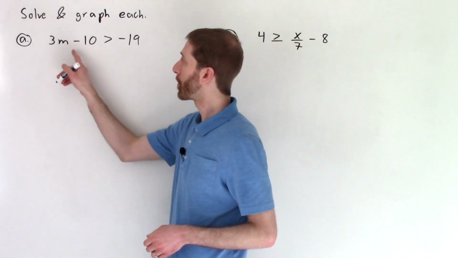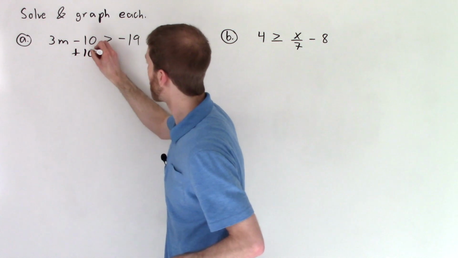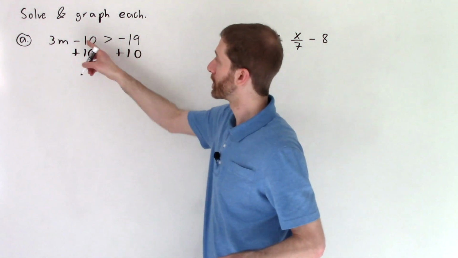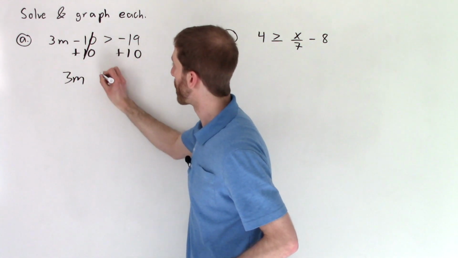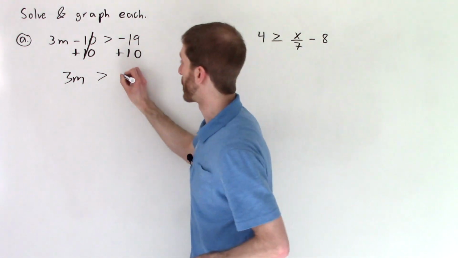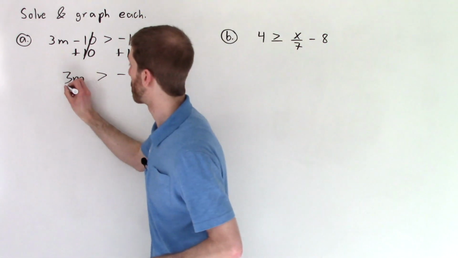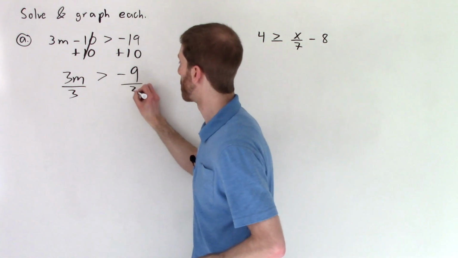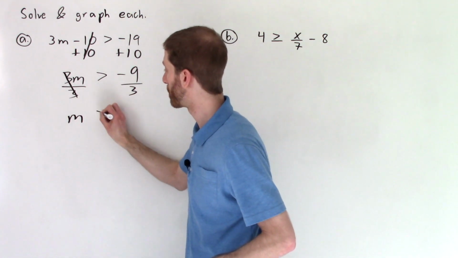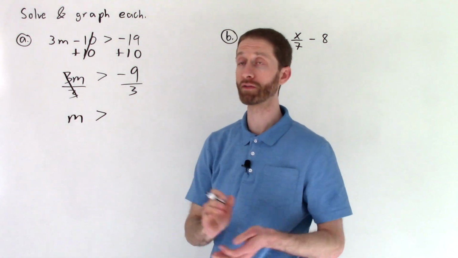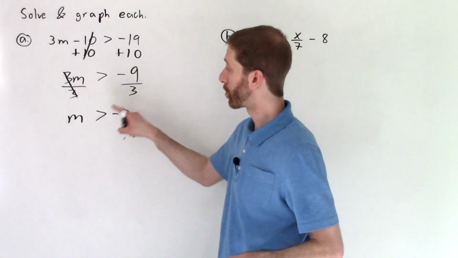In this one, I'm going to first undo subtraction of 10, so I add 10 to both sides. The minus 10 and plus 10 cancel. We're left with 3m is greater than negative 19 plus 10, which is negative 9. From here, we divide both sides by 3 to isolate m. The 3's divide out to give us 1m, or just m, is greater than, and since we divided by a positive number, there's no switching of the signs here. Negative 9 divided by 3 is negative 3. We'll get to graphing this shortly.